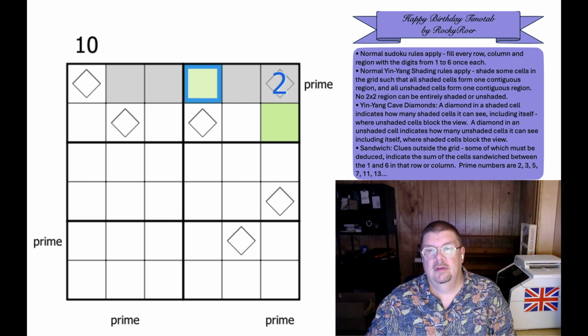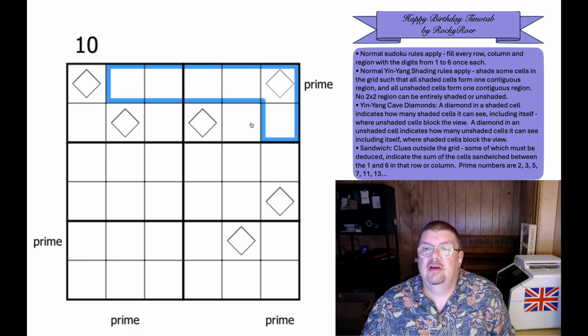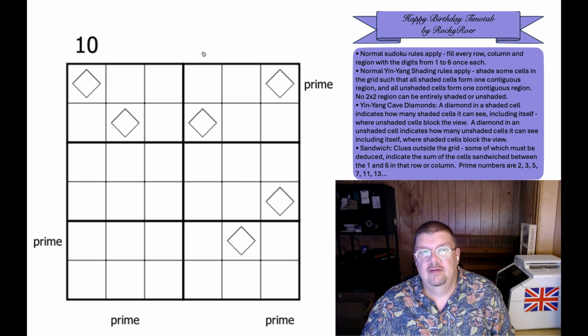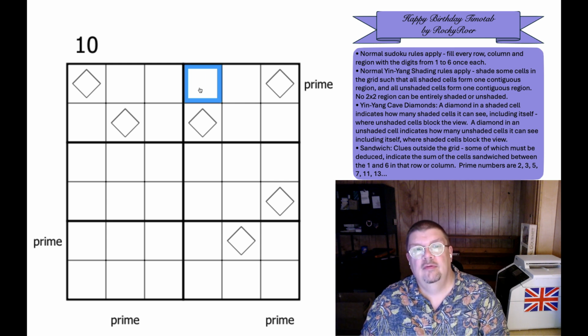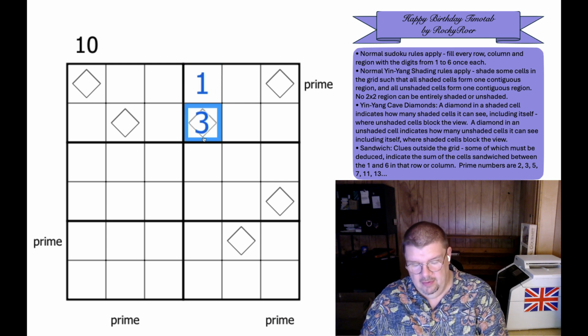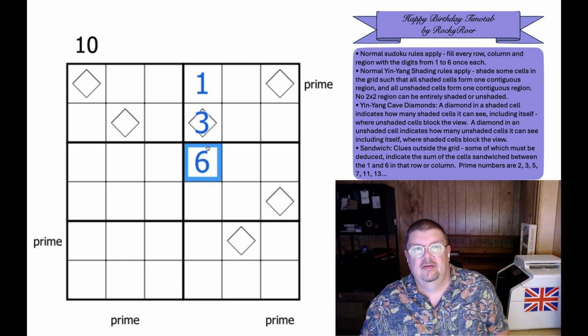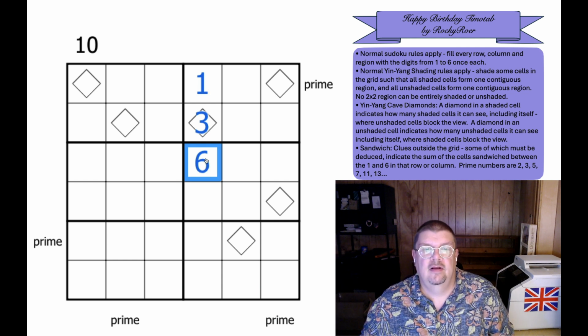Okay, so that's that. Sandwich clues. Clues outside the grid, some of which must be deduced, indicate the sum of the cells sandwiched between the 1 and 6 in that row or column. So if we had a 3 up here, for example, then a possible way to fulfill that would be 1, 3, and 6. 1 and 6 are the outside parts of the sandwich, and then the 3 is what's in the middle.